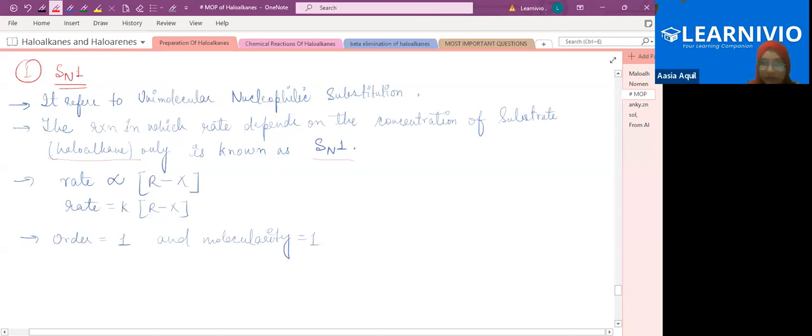And we know that if we remove the proportionality sign, you will get a proportionality constant over here. This K is your rate constant. What is K? K is your rate constant. And for SN1 type of reaction, order is 1 and molecularity is also 1. When you write the rate equation, the power here is 1, so order is 1 and molecularity is also 1.